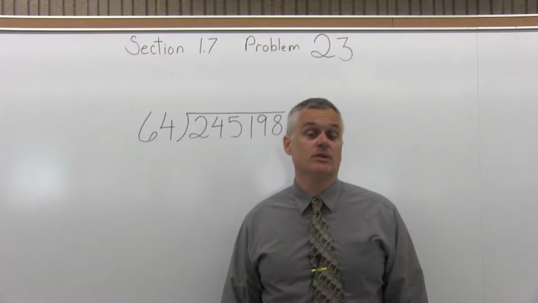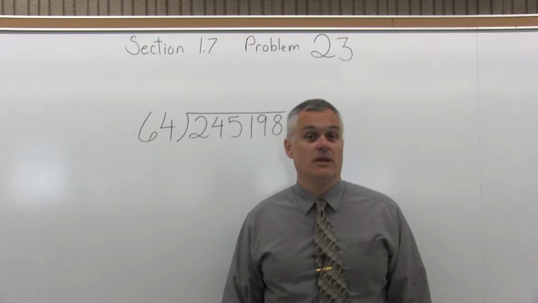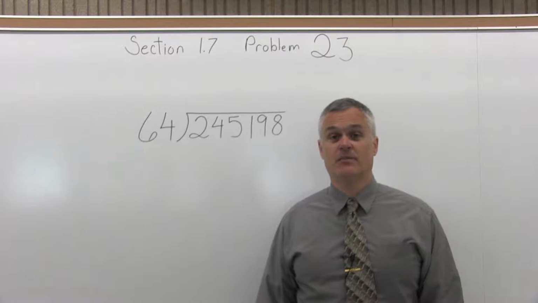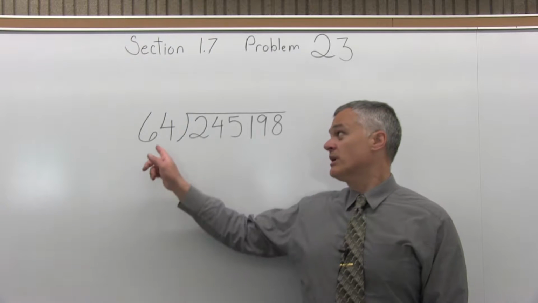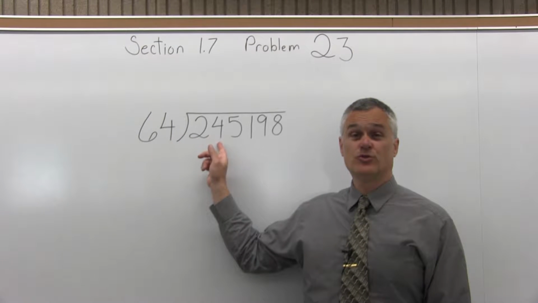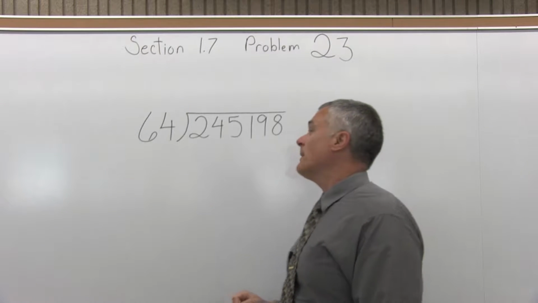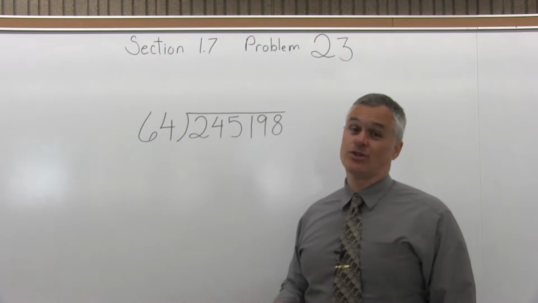This is Section 1.7, Problem 23. It asks 245,198 divided by 64. Or it could be read, 64 goes into 245,198 how many times? Well, this you're certainly not going to do in your head.